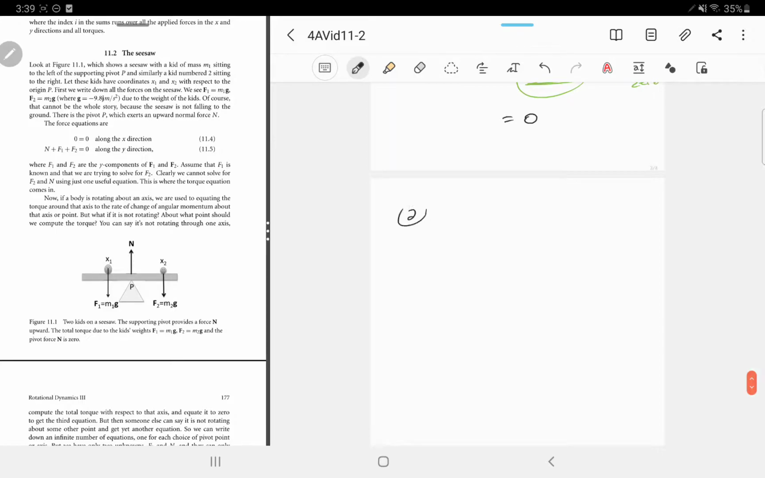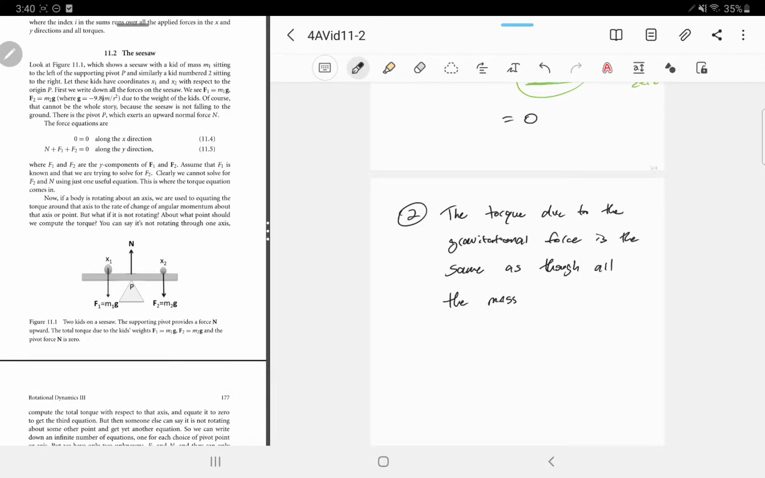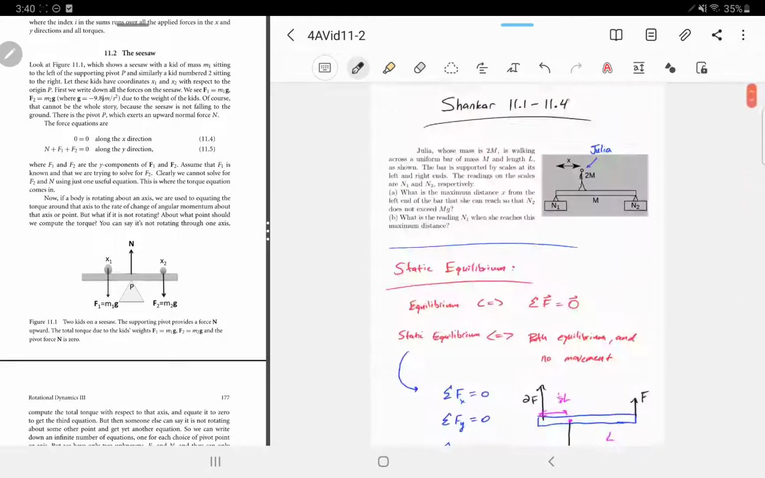The other fact has to do with gravity. The torque due to the gravitational force is the same as though all the mass of the object were located at the center of mass. So we're going to use this fact in solving this problem.